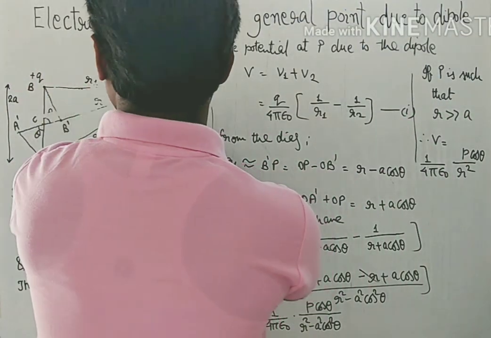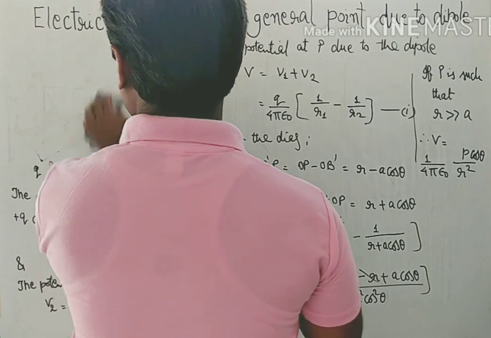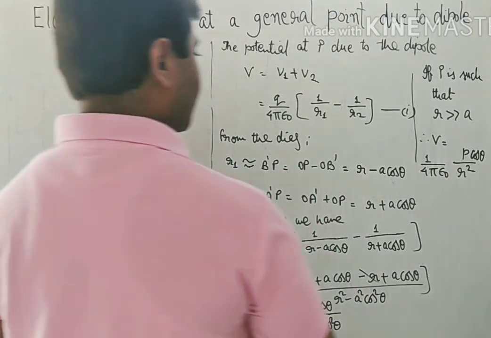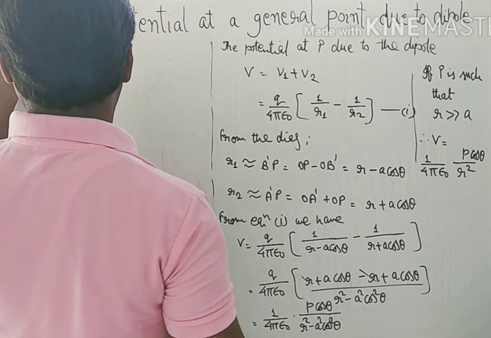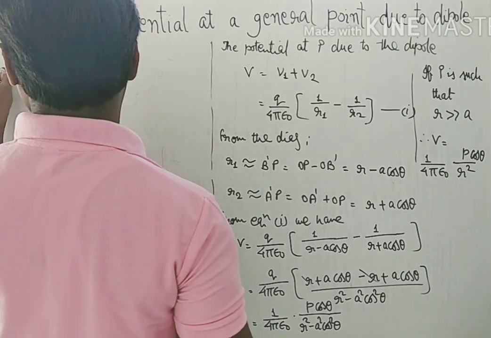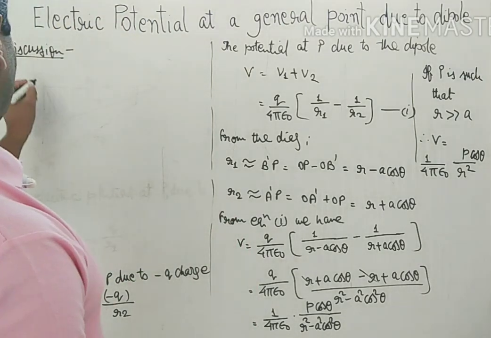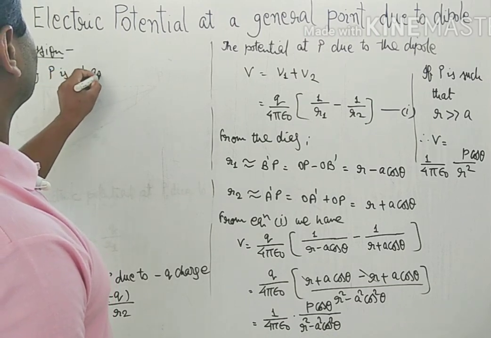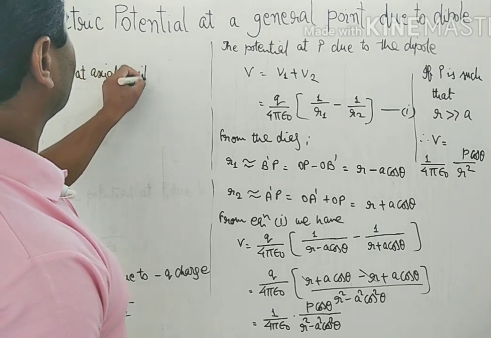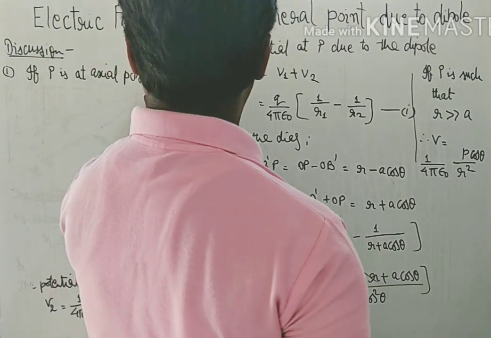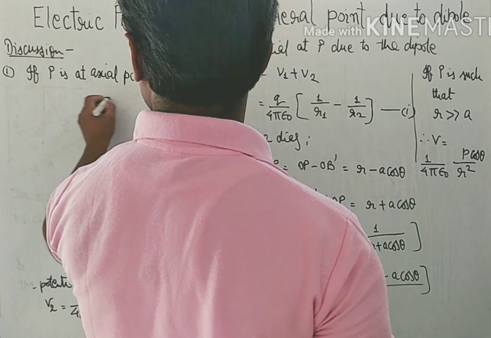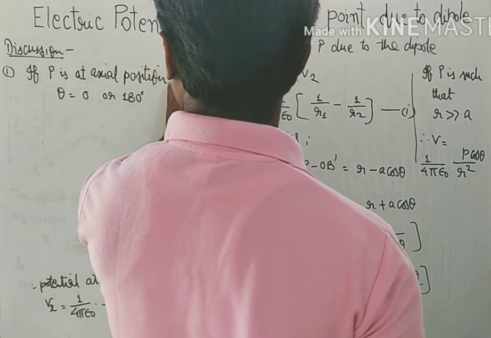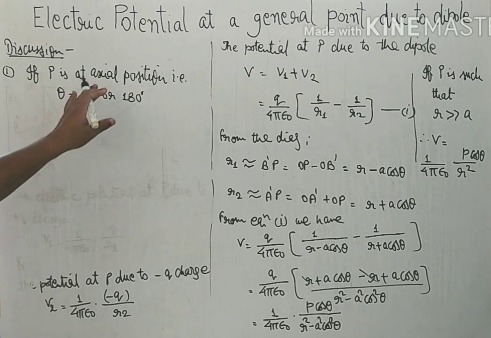Under discussion, we'll be discussing the position of the test point for equatorial as well as for axial condition. So under discussion, we can have the first point. Say if P is at axial position, that is, theta would be either 0 or 180. So this will be the condition for the axial position of the test point.